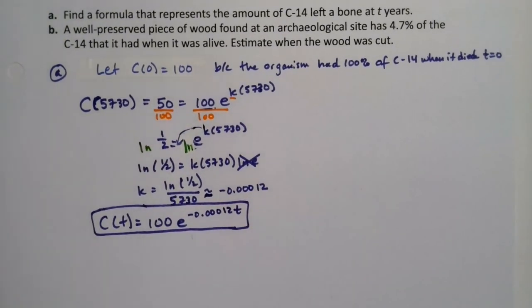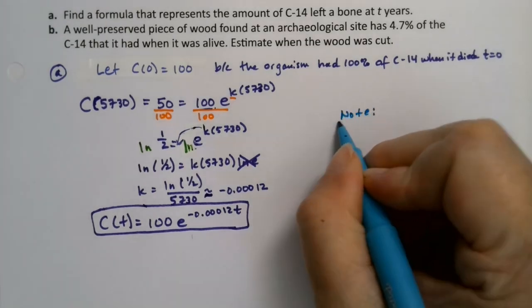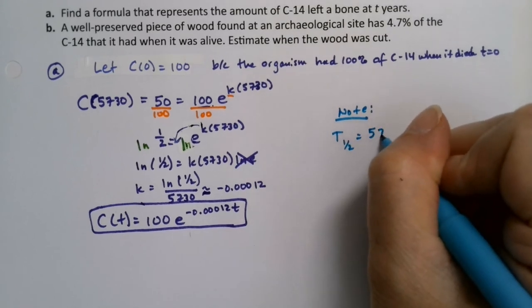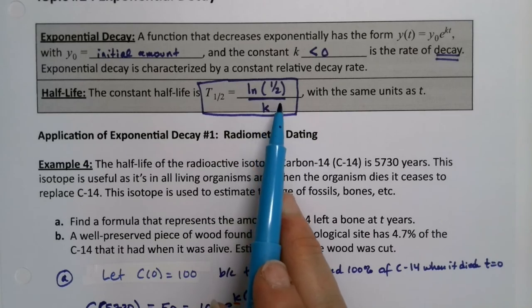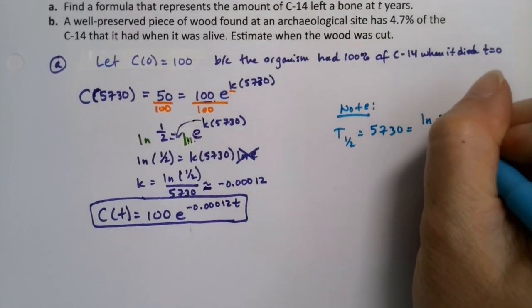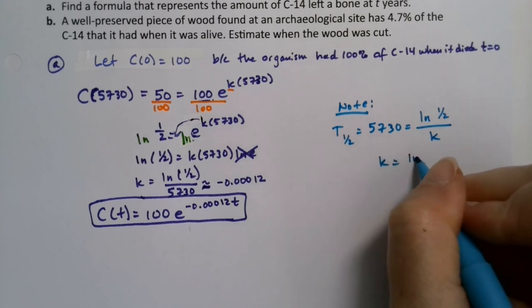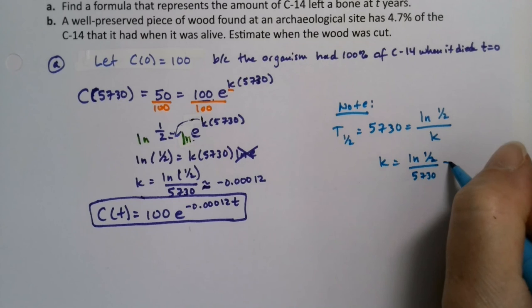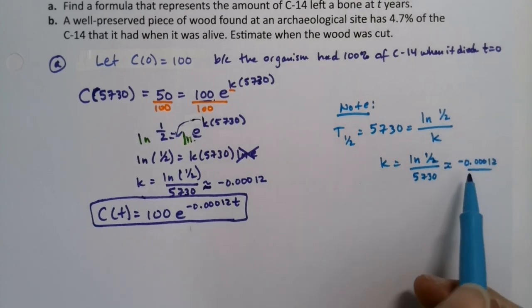Now I want to make a note. We actually didn't have to do it this way. This is kind of more an algebra way to do this, but I want to make a little note over here. We know that the half-life time is 5,730, and we know according to this formula right here that that's the natural log of a half divided by k. So that means that k is the natural log of a half divided by 5,730, which is negative 0.00012. So you can do it that way because we know that formula for half-life.